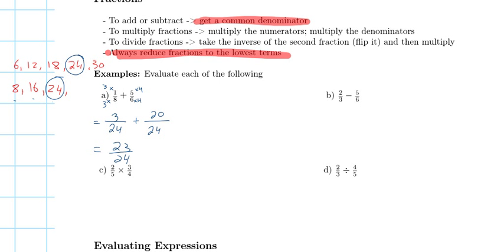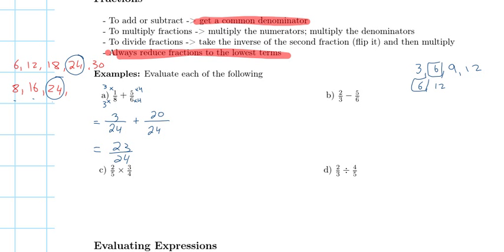Okay? If I have 2 over 3 minus 5 over 6, my denominators are 3 and 6. What is my lowest common multiple between 3 and 6? Can it be 6? Yeah. So my multiples of 3 are 3, 6, 9, 12. Multiples of 6 are 6, 12. You see that 6 is the first common multiple. So 6 can be my common denominator.